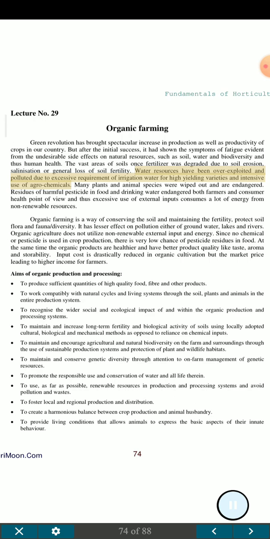Water resources have been overexploited and polluted due to excessive requirement of irrigation water for high-yielding varieties and intensive use of agrochemicals. Many plant and animal species were wiped out or are endangered. Residues of harmful pesticides in food and drinking water endangered both farmers' and consumers' health, and excessive use of external inputs consumes a lot of energy from non-renewable resources.